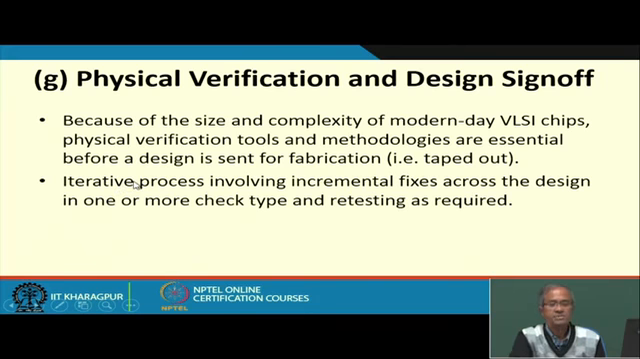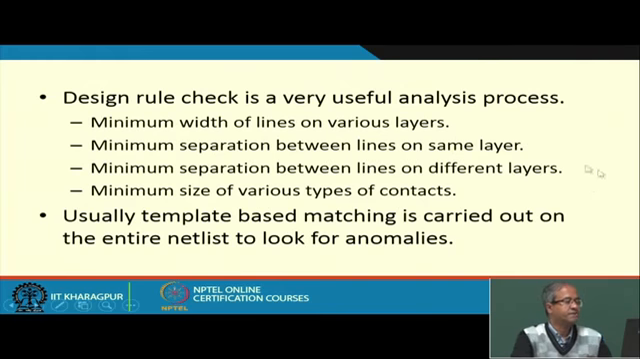So, in order to fix one error, maybe some other error might get injected. You have to do it continuously. This is an iterative process which may need rechecking and retesting as and when required. So, this is the last process that you need to do, and you should be satisfied about it before you tape out your design for fabrication. So, as I said, design rule check is one process which is very important.